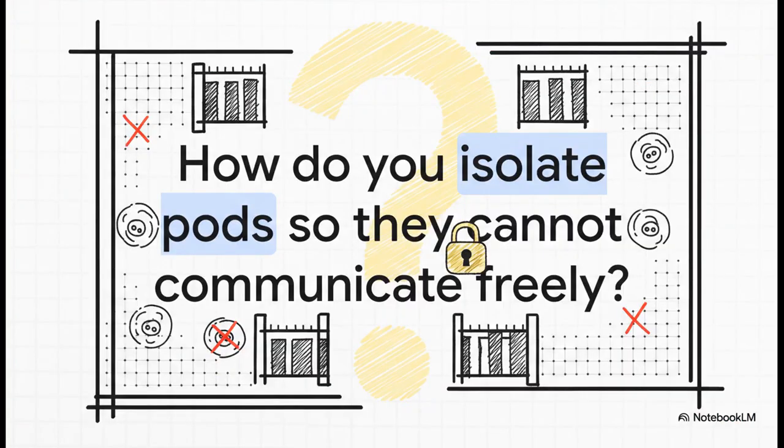This brings us right to a core idea in modern security. You've probably heard of it: zero trust. The idea is simple. We start by assuming nothing is trustworthy. No communication is allowed by default. So the question becomes, how do we actually enforce that? How do we set up a default deny rule where pods are totally isolated unless we explicitly say, hey, you two are allowed to talk?